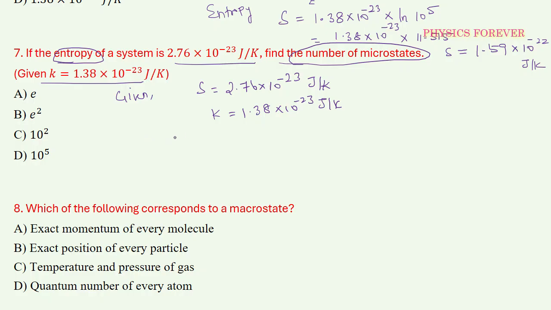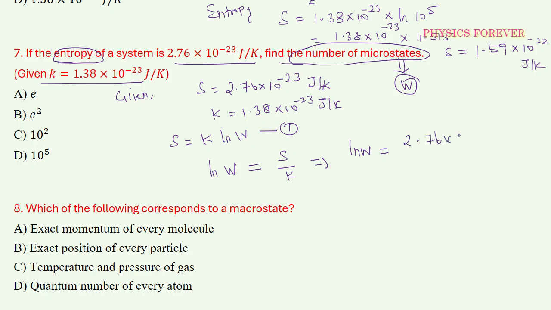What is the entropy definition? S equals the Boltzmann constant times the logarithm of the thermodynamic probability, or the number of microstates, also represented as W. Here the entropy is given, and we have to find the number of microstates, so we are finding W. We just have to rearrange this: the logarithm of the number of microstates, or thermodynamic probability, is equal to S by K. The entropy is already given, so that is 2.76 into 10 power minus 23 divided by the Boltzmann constant 1.38 into 10 power minus 23.